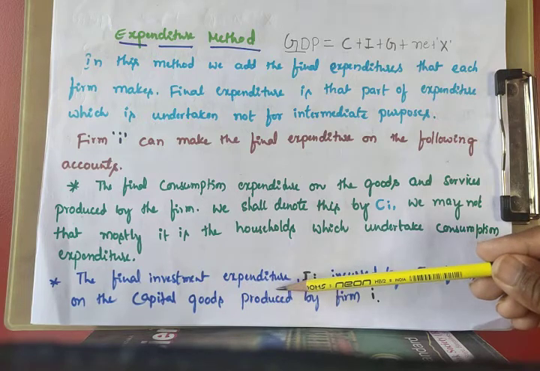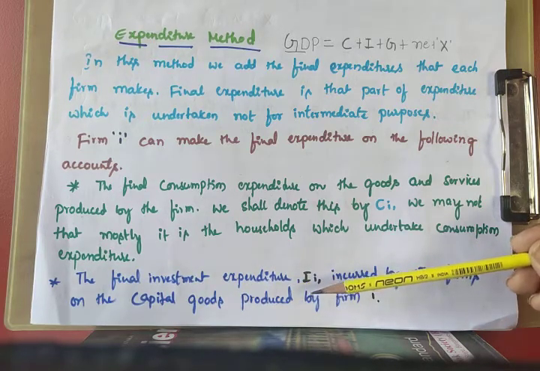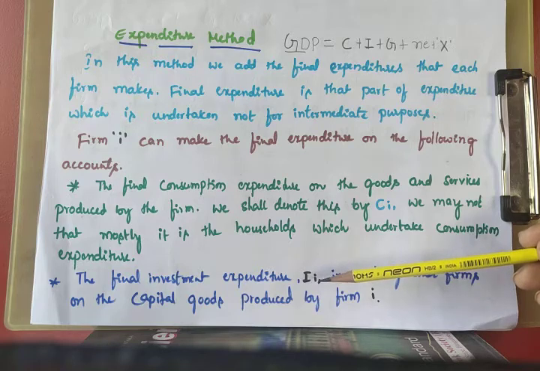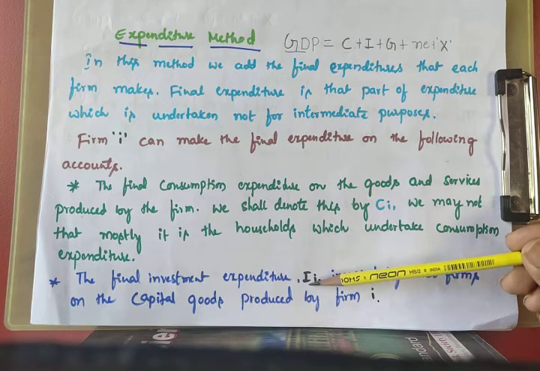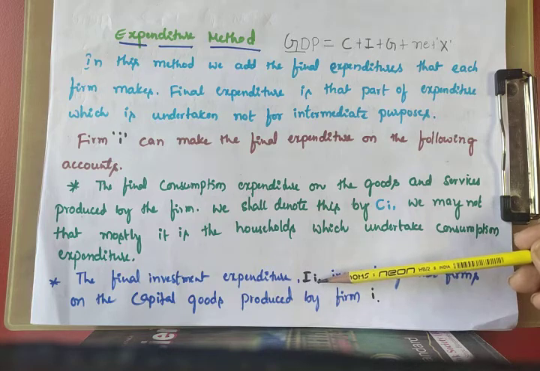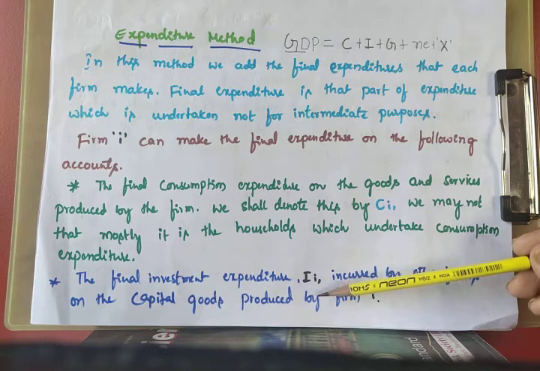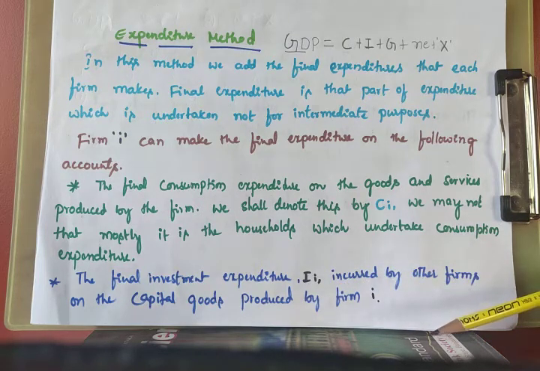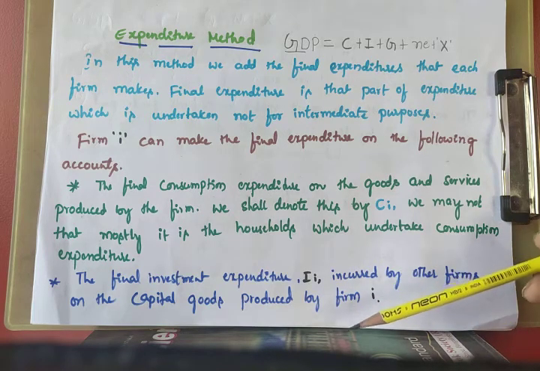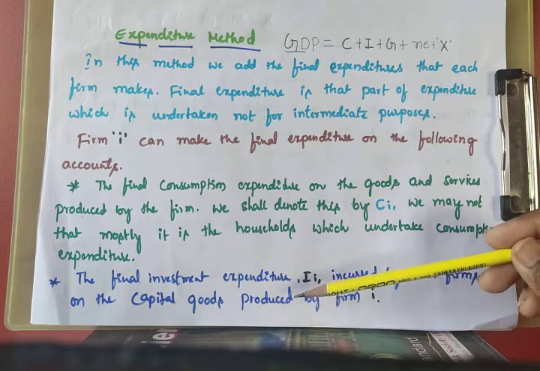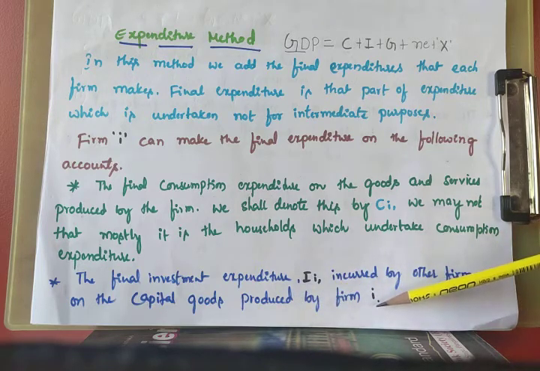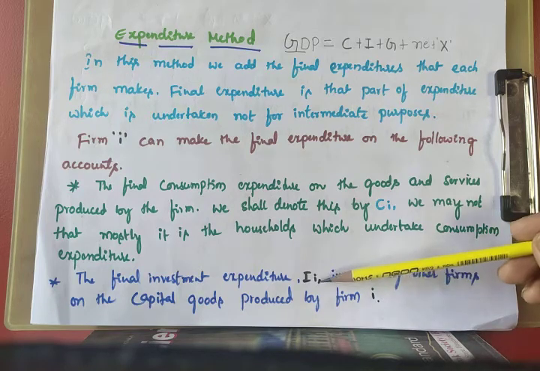The final investment expenditure of firm I. Imagination, here a firm is there, that is I. Here capital I is investment expenditure, small I is the firm. This firm, see, the final investment expenditure, that is I, incurred by other firms on the capital goods. Investment is actually done for which one? On the capital goods, to produce goods and services. Here the firm is investing on capital goods, that is investment expenditure done by the firm I. That done by firm I is called II.